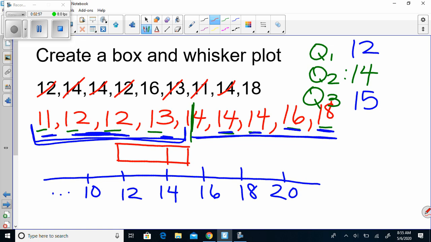Now the whisker part comes in. 11 right here is my smallest data point. So I put a dot, draw a line to my box. 18 is my max. I put a dot, draw in my whisker. I have just completed drawing a box and whisker plot.